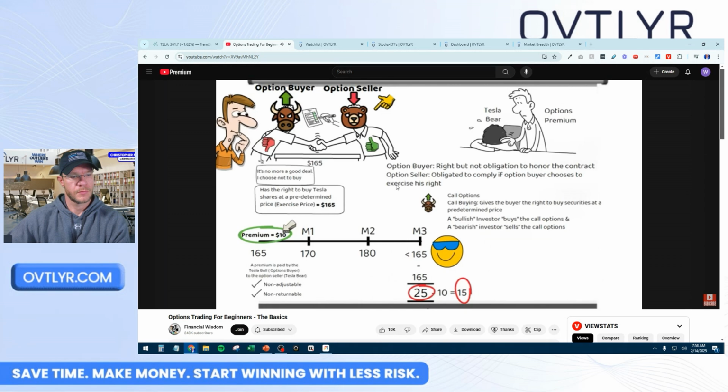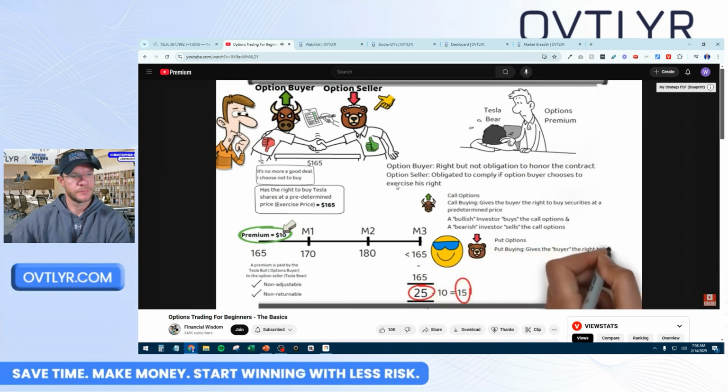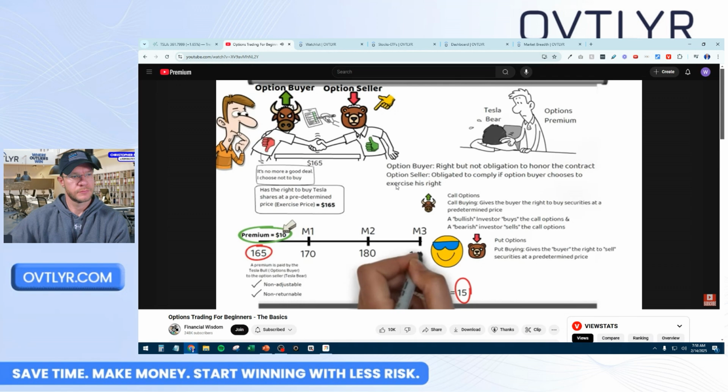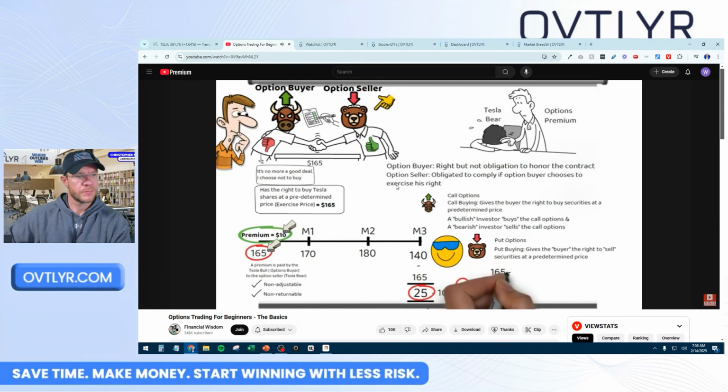On the other hand, if the option buyer is bearish, he can use the other category of options called put options to speculate. A put option gives the option buyer the right to sell the security at a predetermined price. So, for example, if the exercise price is $165 and the stock closes at $140 after 3 months, the put option buyer can still sell the stock at $165 to the option seller and pocket the cash. If, however, the stock closes above $165, the option seller gets to keep the premium.